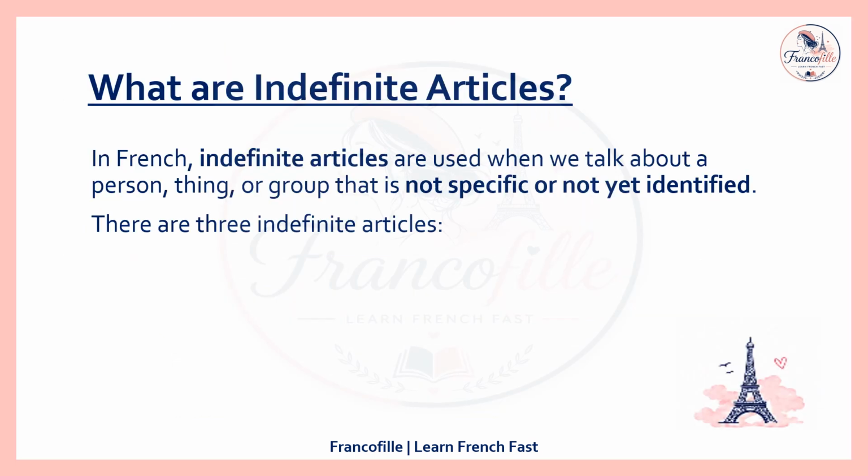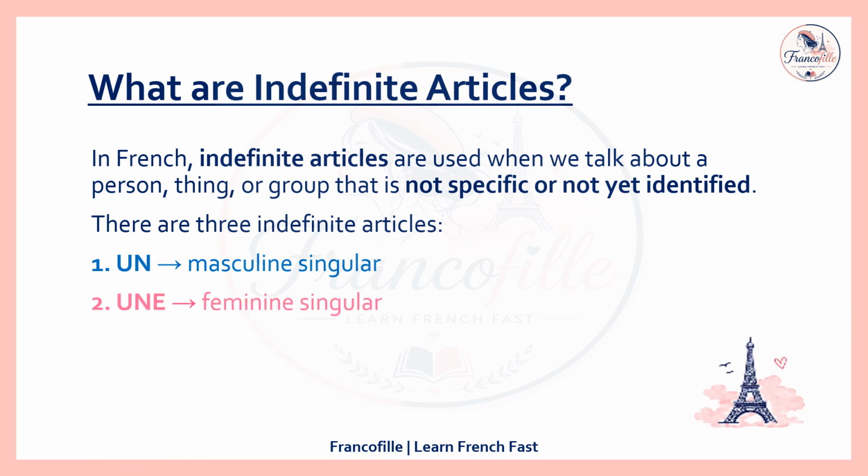What are indefinite articles? Indefinite articles are used when we talk about a person, thing, or group that is not specific or not yet identified. There are 3 indefinite articles. 1. Un. Used before a masculine singular noun. Une. Used before a feminine singular noun. Des. Used before plural nouns, whether they are masculine or feminine.